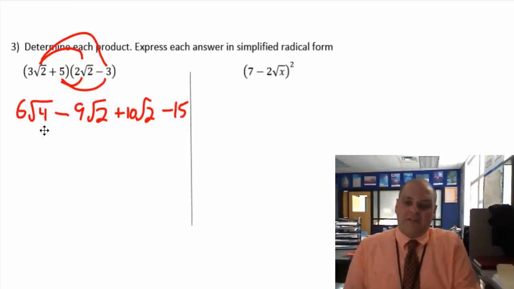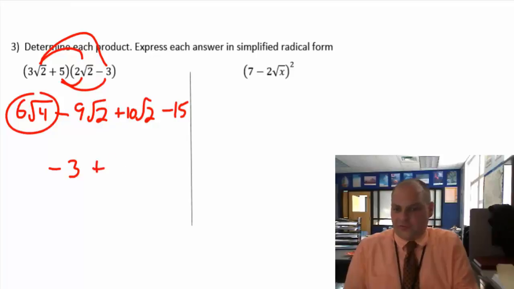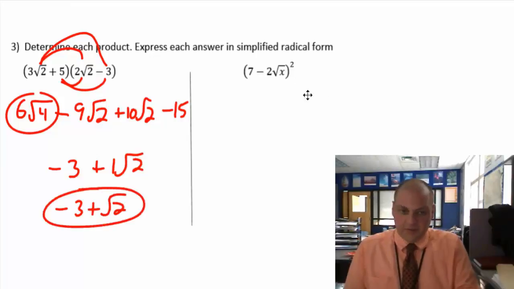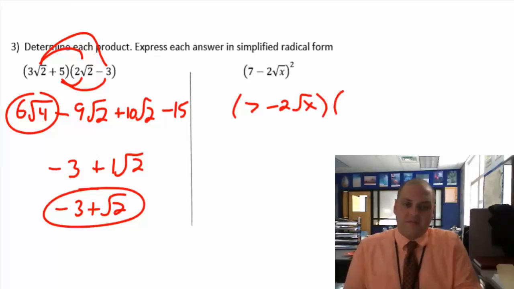6 radical 4, guys, that's 6 times 2. That's 12. This is 12 right here. 12 minus 15 is negative 3. And then add those and you get plus 1 radical 2. So negative 3 plus radical 2. Negative 3 plus radical 2 there. And when you square any binomial, you have to write it twice.